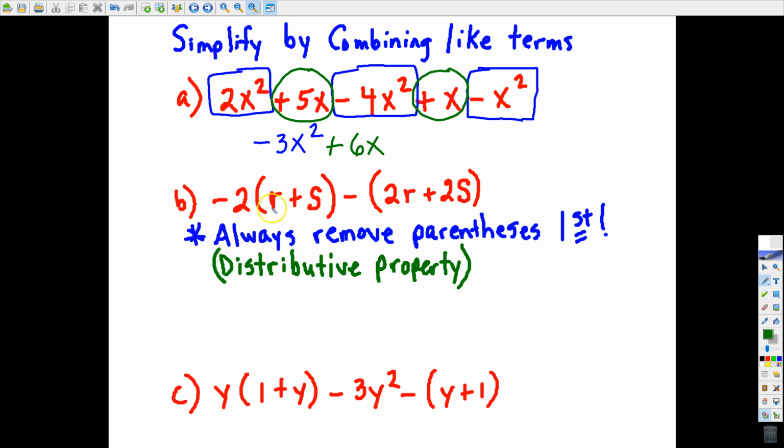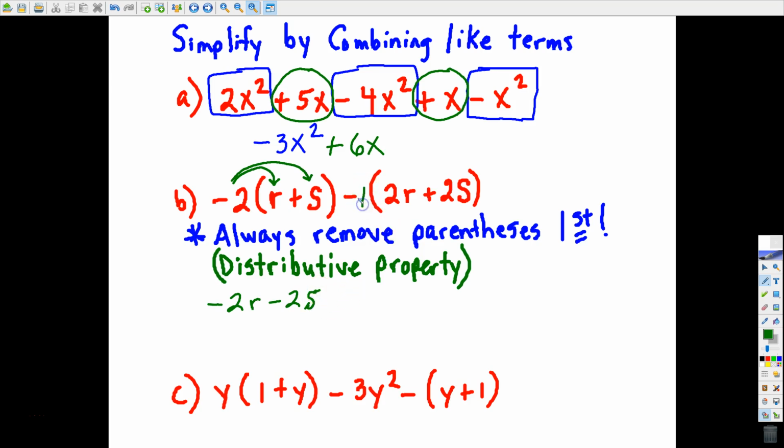When you're simplifying by combining like terms, you must remove parentheses first, and normally, most of the time, that's going to mean the distributive property. So in case you forgot the distributive property, we're going to take negative 2 in this case, and we're going to multiply it by each of the terms in the parentheses. And by the way, this is an S. So this reads as negative 2 times the quantity r plus s minus parentheses 2r plus 2s. All right, so getting rid of the parentheses by using the distributive property, I would have negative 2r minus 2s.